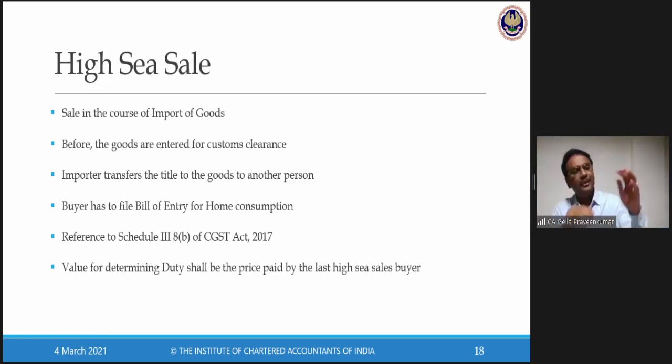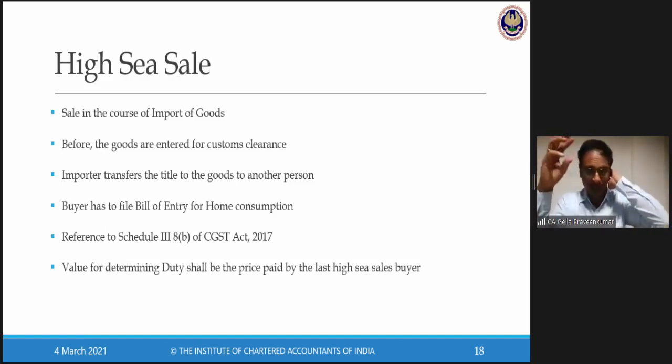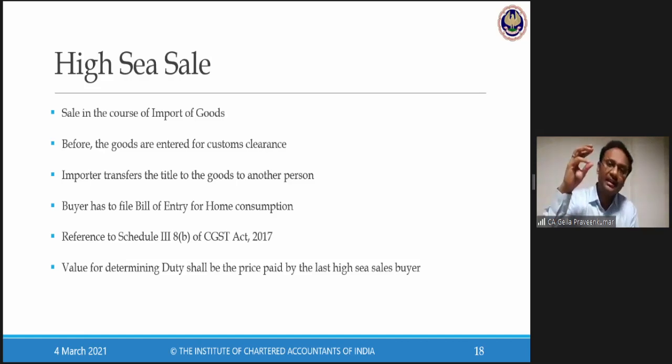So what they say is, in between, if there is any margin, if there is any commission paid by the last buyer. Now it can happen that A sells to B, B sells to C, C sells to D. The last person who files the bill of entry is D. So the margin of A to B, B to C, C to D, all these three people's margin shall also be considered by the customs authorities for the purpose of determining value under Section 12 of the Customs Act 1962.